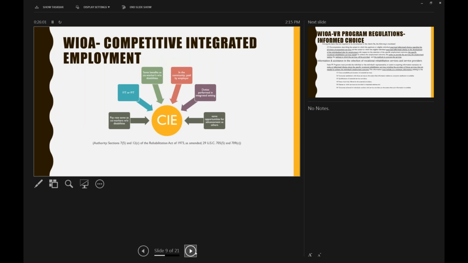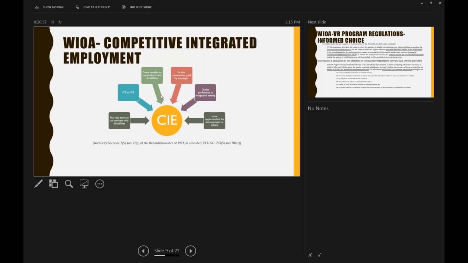And here's a graphic about competitive integrated employment. Again, I feel certain that many of you already are familiar with this. But when it comes to competitive integrated employment, these components all need to be there for it to be considered a successful employment outcome for individuals receiving VR services. So the pay rate has to be the same as co-workers without disabilities who perform the same type of job, who've had the same level of training. It can be full-time or part-time.